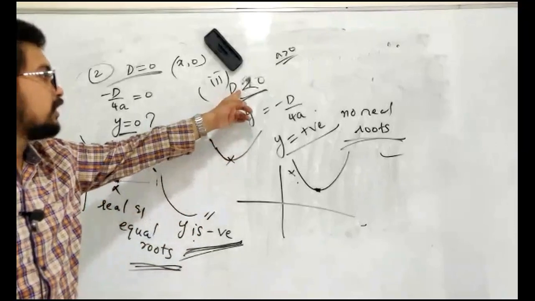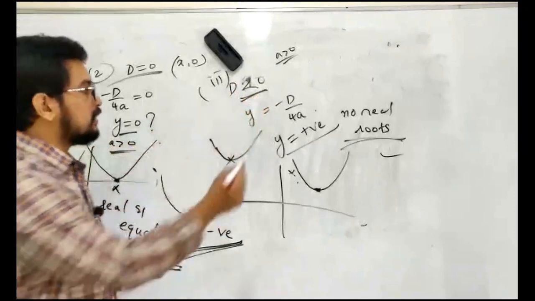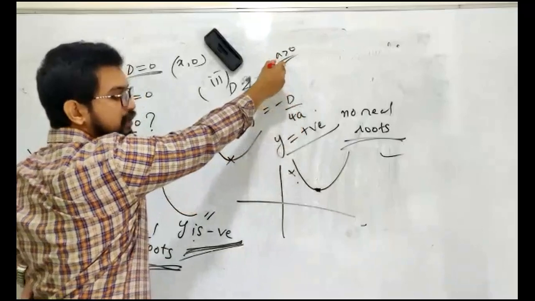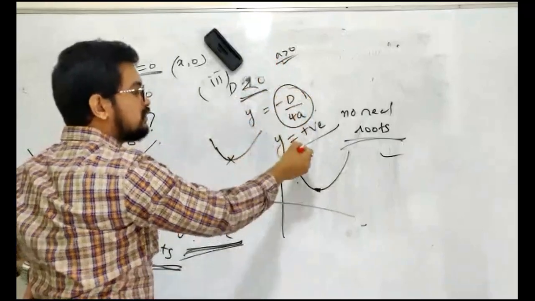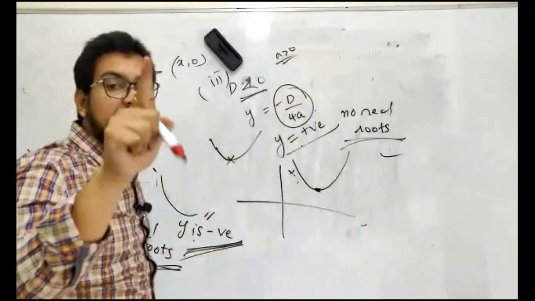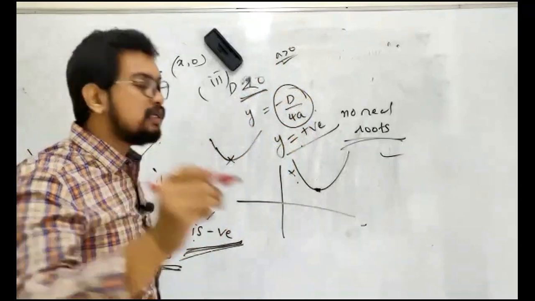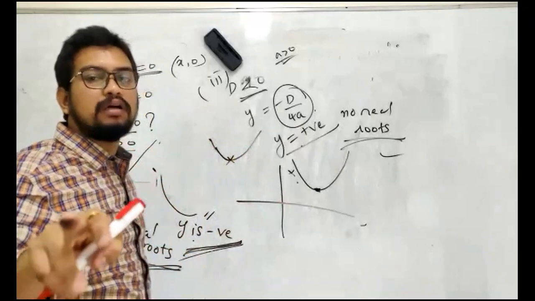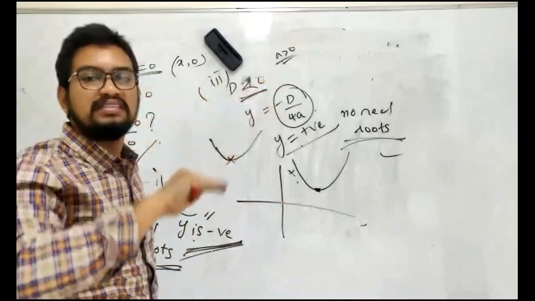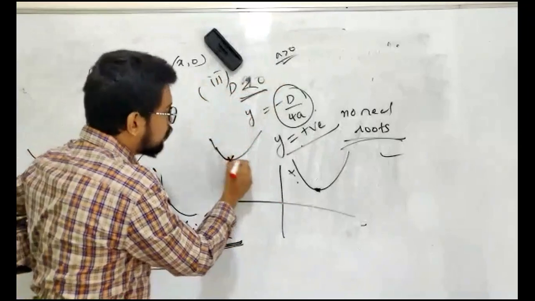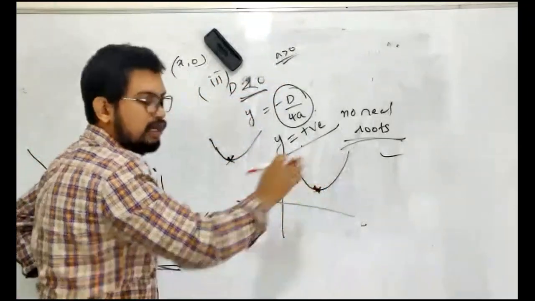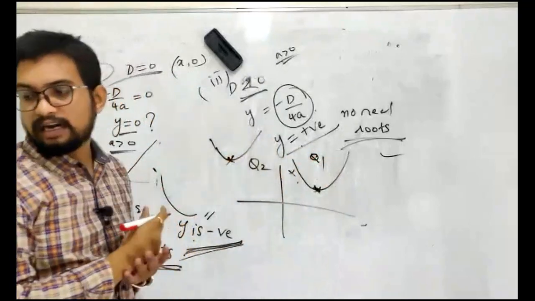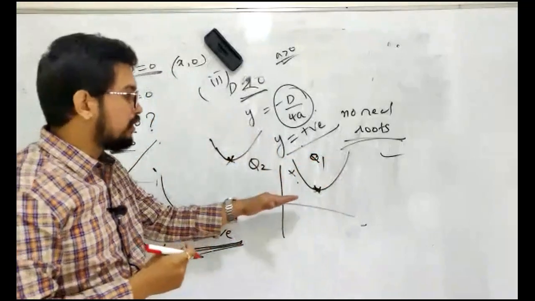Someone says please explain this again. D is less than 0. When d is less than 0, this is negative. Negative into negative is positive and a is positive already. So this entire quantity is positive. When the y coordinate is positive, the point must lie above your x axis, somewhere above it, that is in quadrant 1 or quadrant 2.